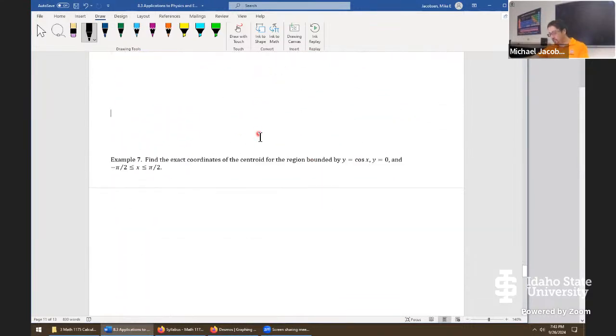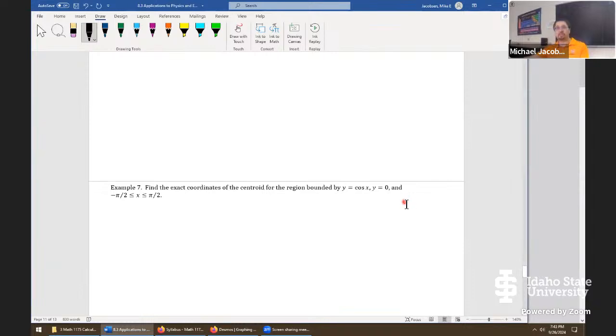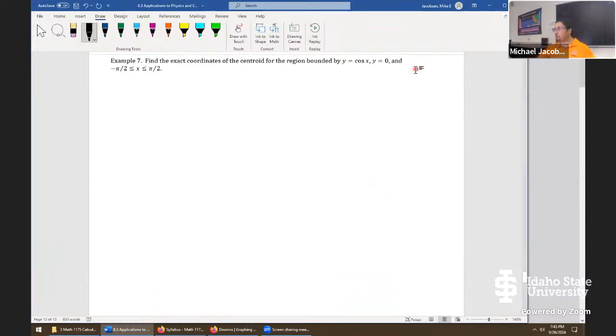This is one where I feel like, in my opinion, kind of matching what we were saying before, it'd be a terrible exam question. But as a homework question, it's fair game. We want the exact coordinates of the centroid for the region bound by y equals cosine x, y equals 0, and this time we just have a domain on x.